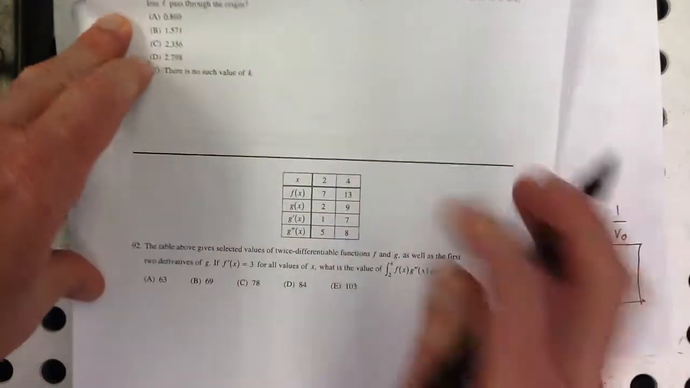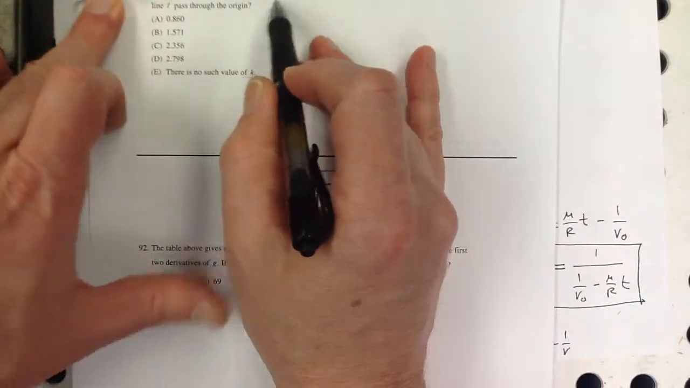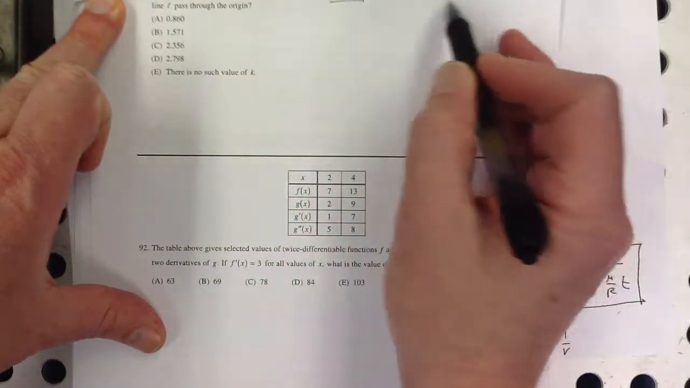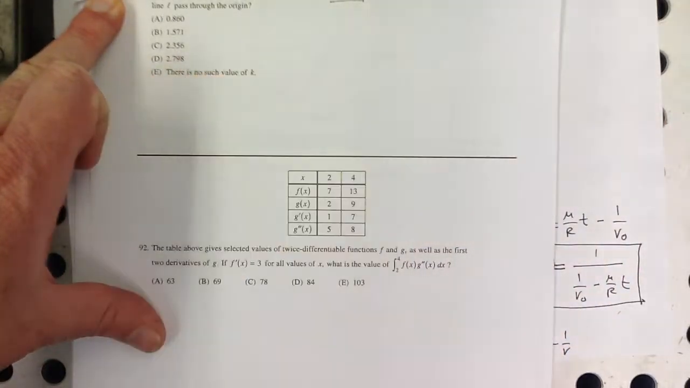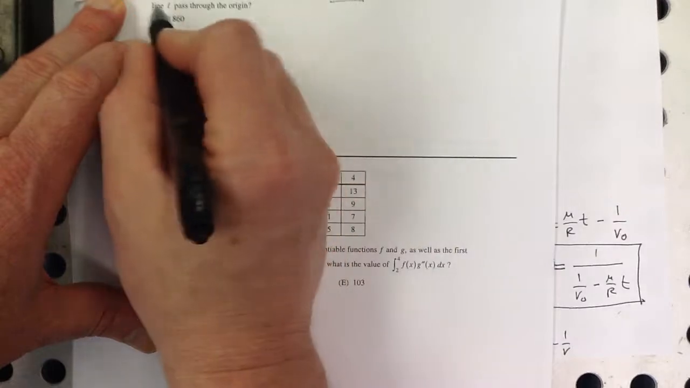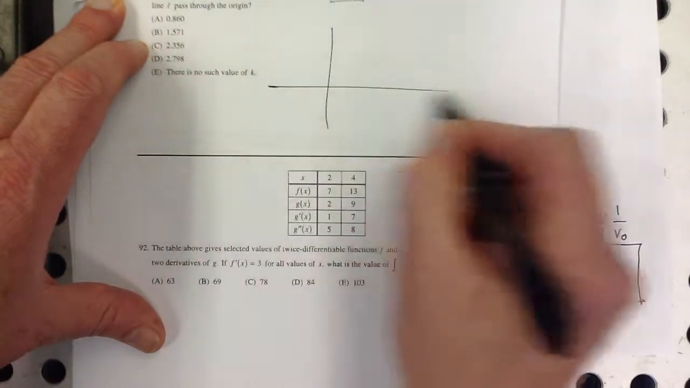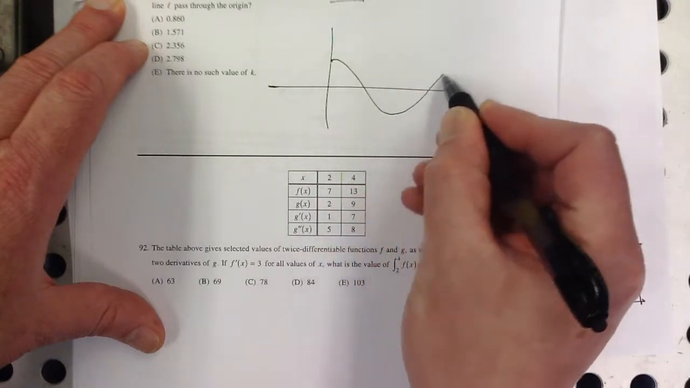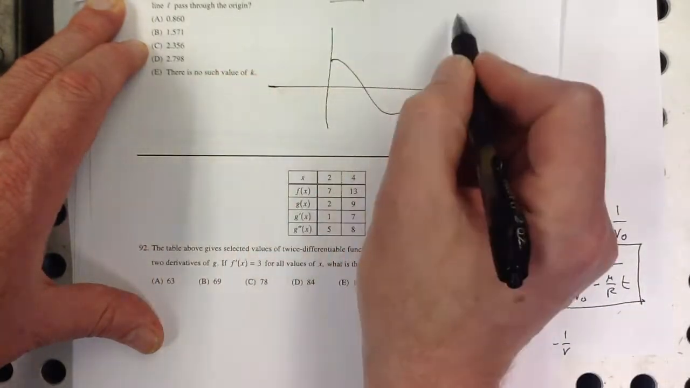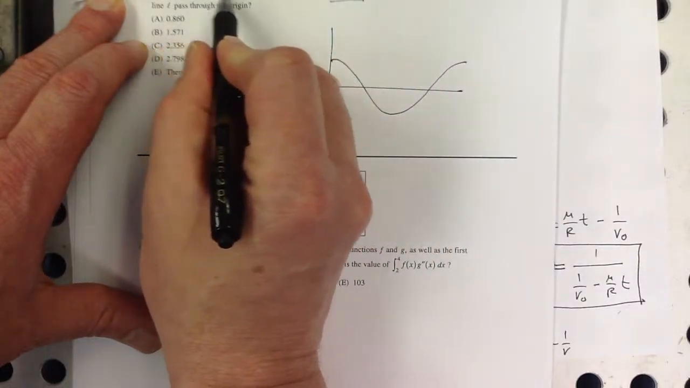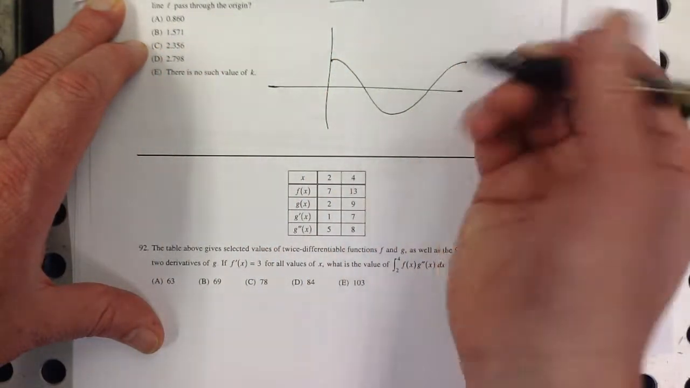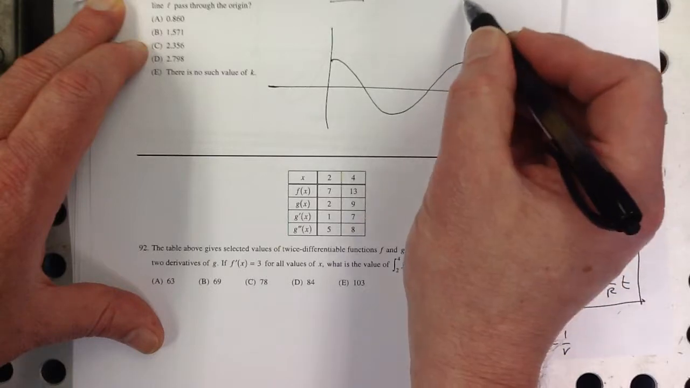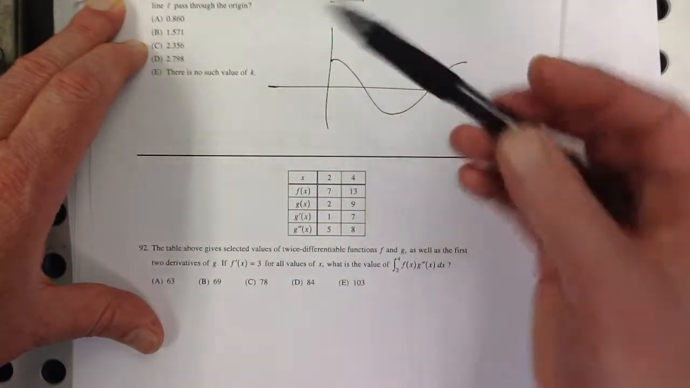All right, last two. Here, line L is tangent to the graph of y equals cosine x at this point. For what value of k does L pass through the origin? Okay, so line L, here's a graph of the cosine function. Line L is tangent to the graph at the point k, so it's just tangent at some point here. And we want to know for what value of k that line passes through the origin.